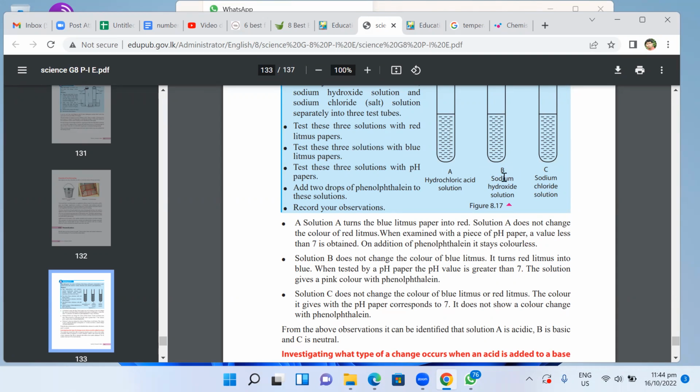Phenolphthalein will change the color here to pink because it is a base. Phenolphthalein will not change the color when it is acid.